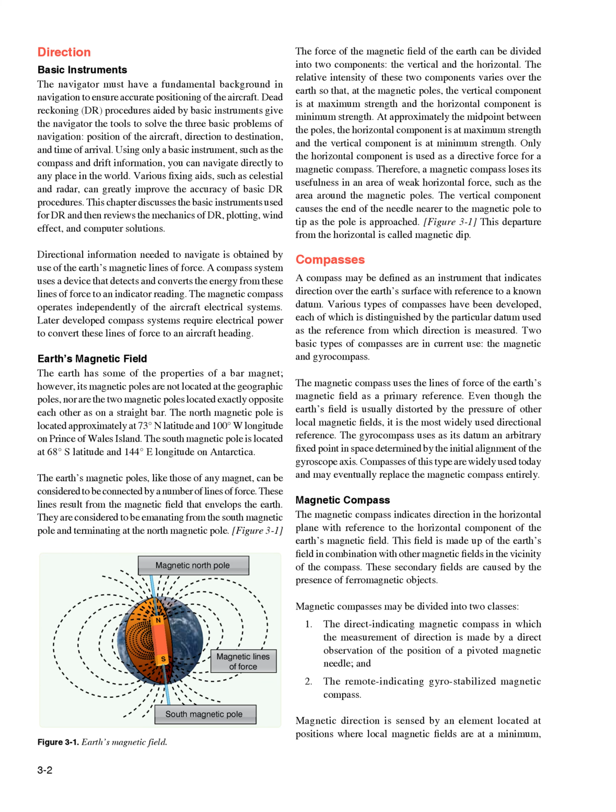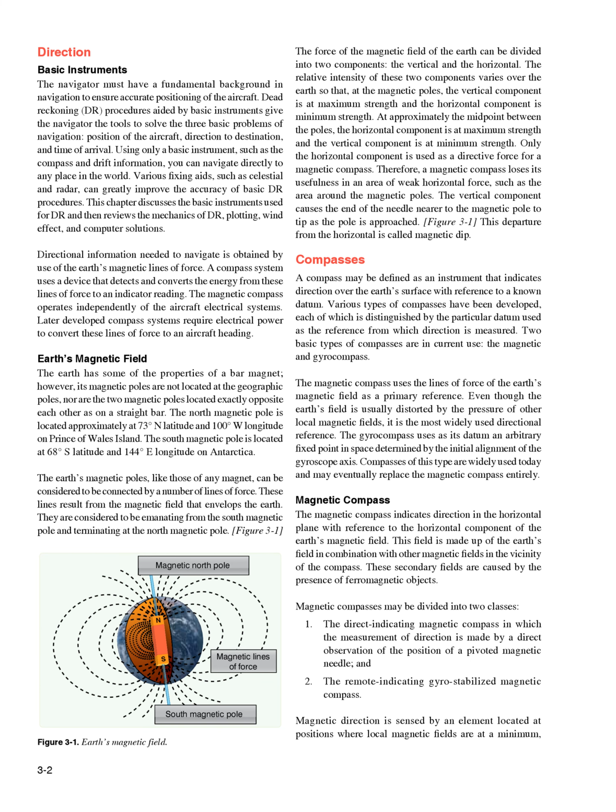Using only a basic instrument, such as the compass and drift information, you can navigate directly to any place in the world. Various fixing aids, such as celestial and radar, can greatly improve the accuracy of basic DR procedures. This chapter discusses the basic instruments used for DR and then reviews the mechanics of DR, plotting, wind effect, and computer solutions.